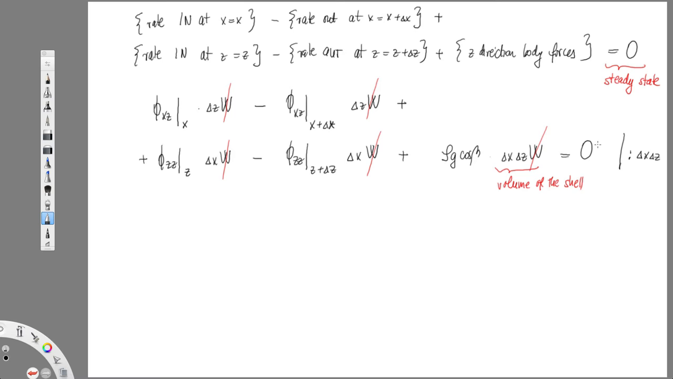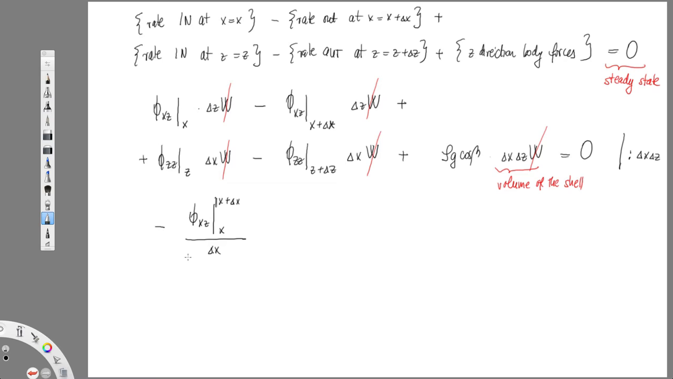So when I do that, I'm going to annotate this part here. I have phi xz evaluated at x and phi xz evaluated at x plus delta x, times delta z. When I divide by delta x, I'm going to write it as phi xz at x plus delta x minus phi xz at x. So this is similar to integration, okay, similar as when you're doing integration in calculus, and divided by delta x. Is everybody comfortable with this?